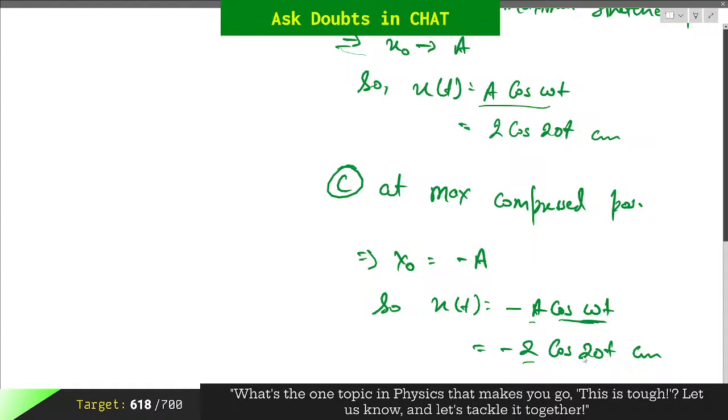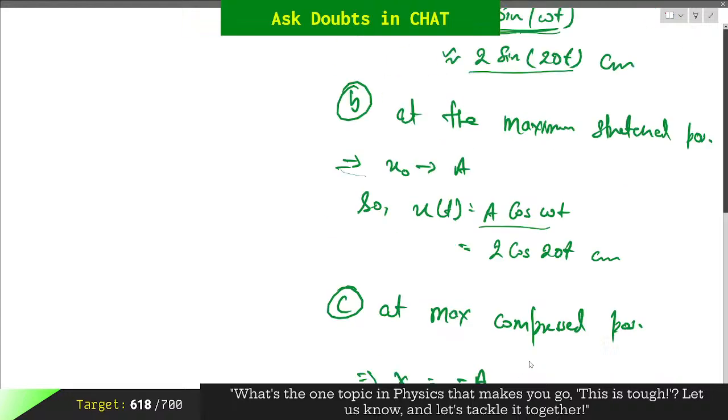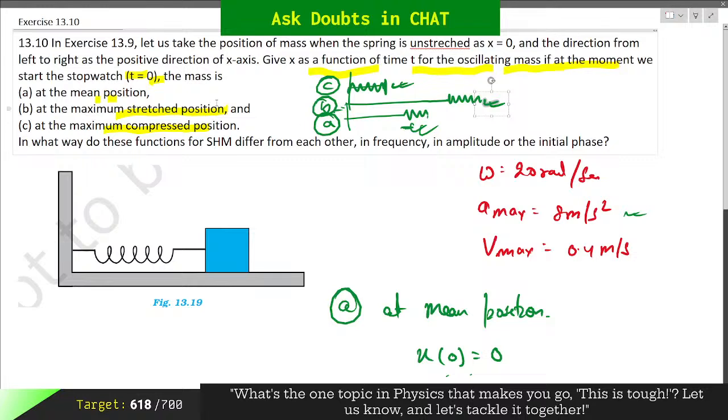Now here we see that omega, that is the angular frequency, never changed. It is going to be constant. The only thing that has changed is the phase angle. Amplitude is also the same. So we can say that in all these three conditions, only the phase angle is changing and the amplitude and frequency remain unchanged. Let's move to the next question.